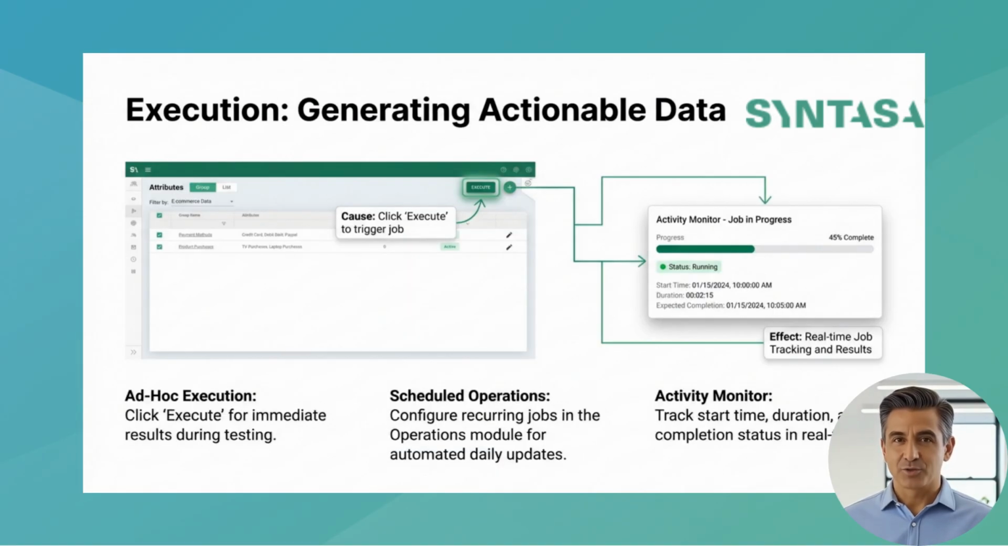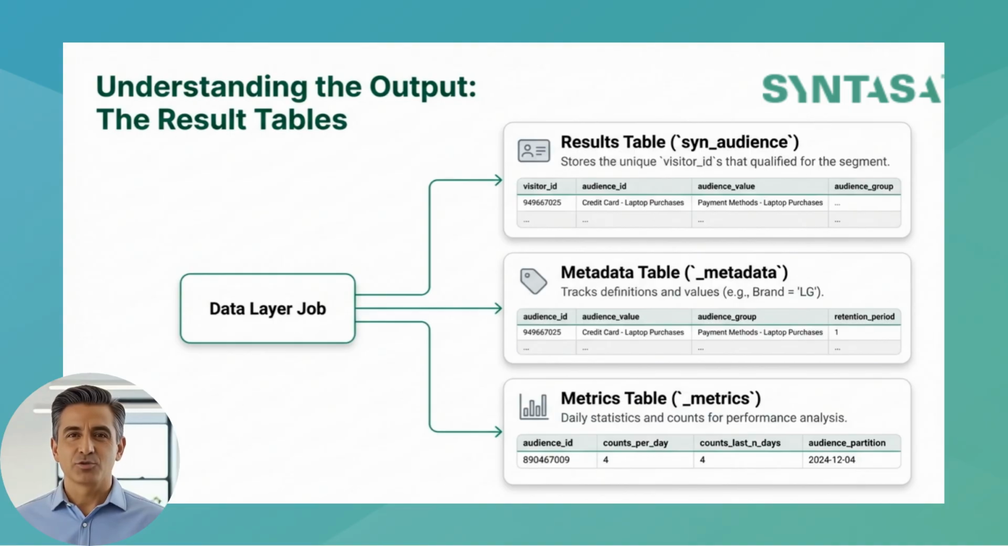Once defined, your attributes and audiences must be executed to generate actionable data. You can run these as ad hoc jobs directly from the list screens or schedule them in the operations module for automated updates. After execution, results are stored in dedicated tables. The results table stores unique identifiers for matching users, the metadata table tracks unique attribute values, and the metrics table provides daily statistics for performance analysis.